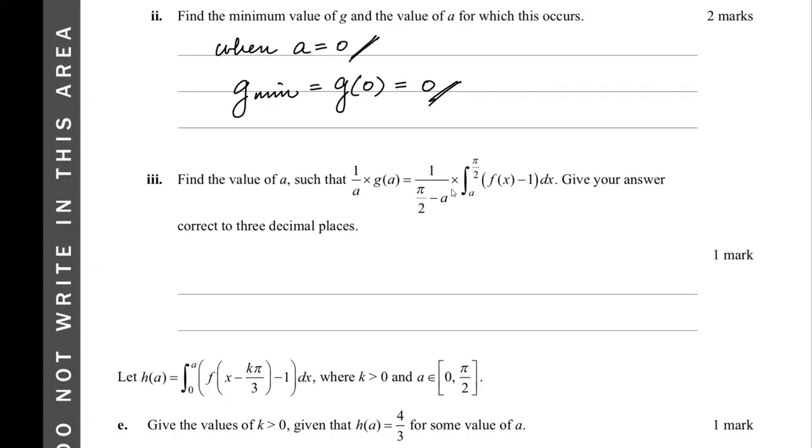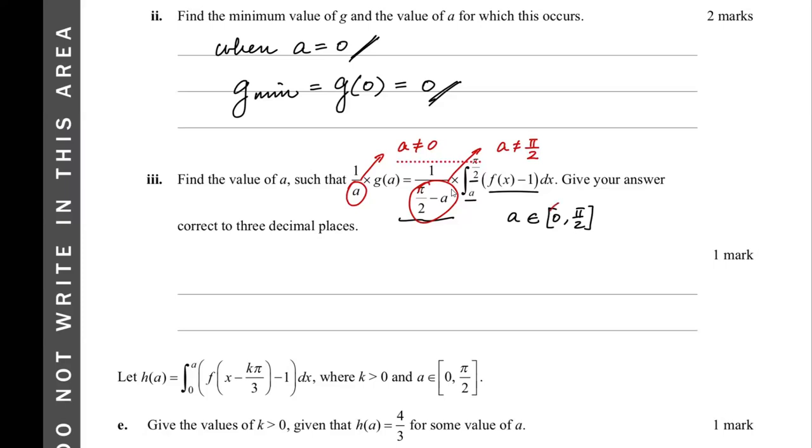Okay, find the value of a such that 1 over a times g of a equals 1 over half pi minus a times the integral from a to half pi of f of x minus 1 dx. Give your answer correct to 3 decimal places. Well, don't forget your domain restriction. a is between 0 and half pi. But notice another detail here. This letter a is in the denominator, which means your a cannot be equal to 0. Also, the pi over 2 minus a is also in the denominator, so a should not equal half pi, okay?